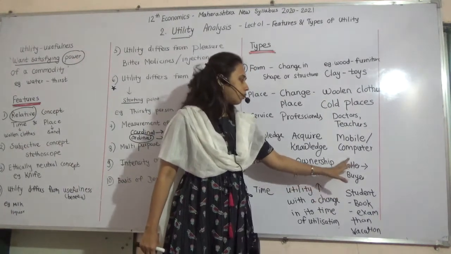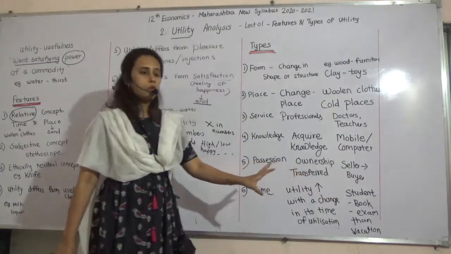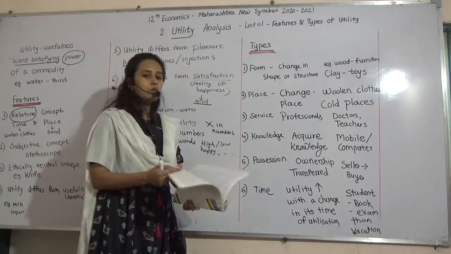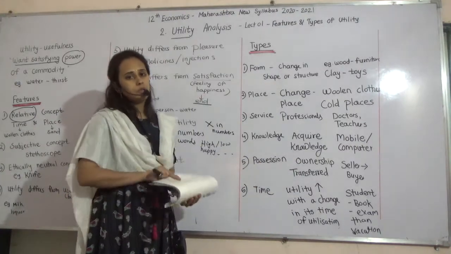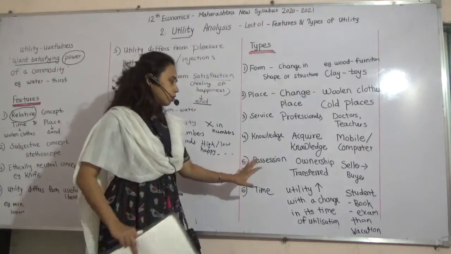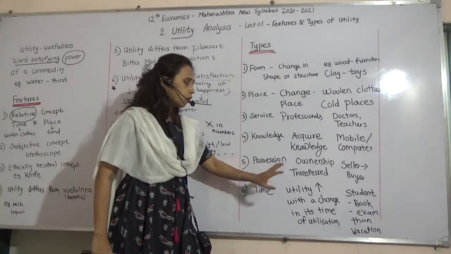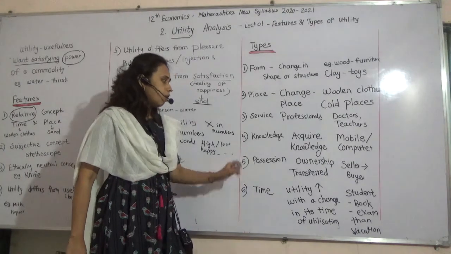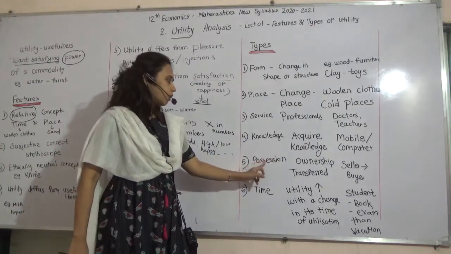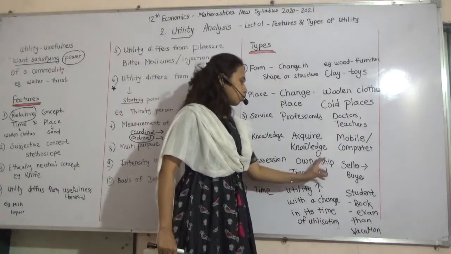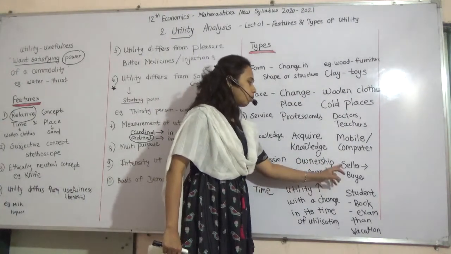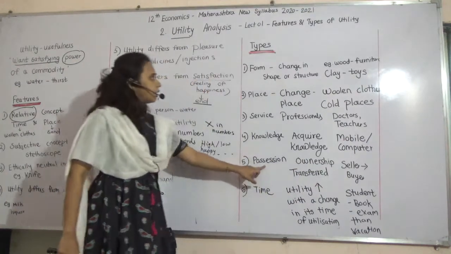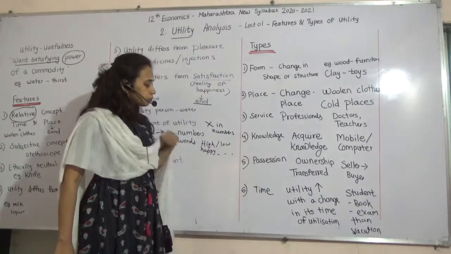For example, if I take 10 minutes in that bookshop and I am just going through the book, checking the pages, checking the contents, then the possession has not been transferred because the deal has not been finalized. Once I pay the money for it, then possession, that means ownership, of that book will transfer from seller to buyer. That is called possession utility.